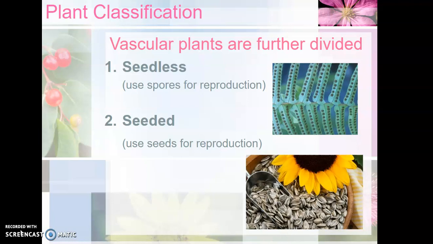First, we have the seedless vascular plants. They do not produce seeds. They use spores instead for reproduction. Like this fern, that is the example that you would need to include on your graphic organizer. It's a fern, and you can see the spore cases on the underside of the fern frond. The seeded vascular plants are those that produce seeds, which basically contain a baby plant. The seeds are the reproductive structure of the plant.